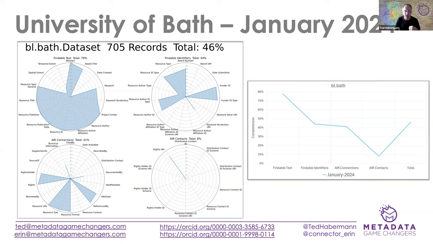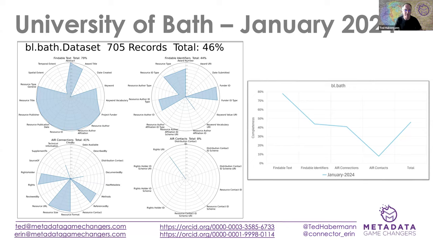So this is the measurement that I just showed, the 46, which happened earlier this year. And on the right are these scores from each use case. So findable text, findable identifiers, error connections and error contacts along the bottom, and then total. So we can see Bath at 46% on the total. And because of the mandatory field being in the text use case, this is a very common pattern. That one is always the most complete.